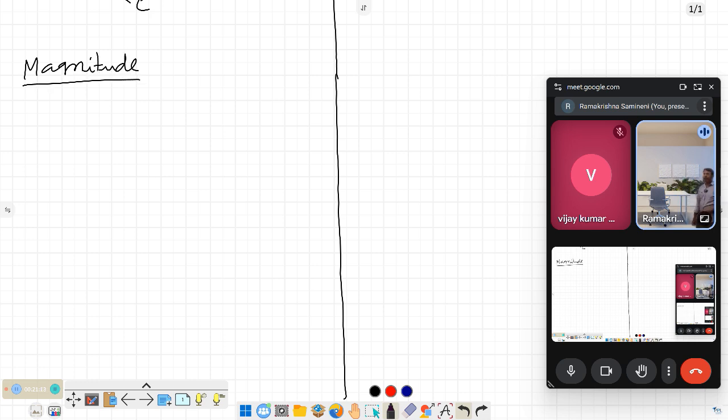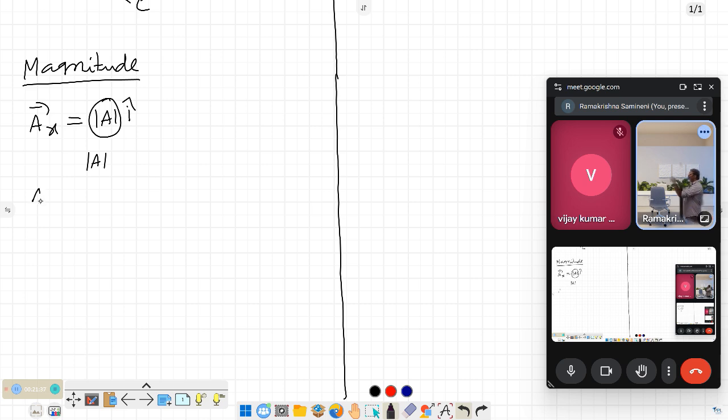How to find the magnitude of the vector, either one dimension, two dimension, three dimension? Suppose A is the vector only along x-axis. If A is the vector along only x-axis, that vector we can write as mod A into i cap. Already I told. So in this case, what is magnitude? This A is called as magnitude. That means mod A is called as magnitude.